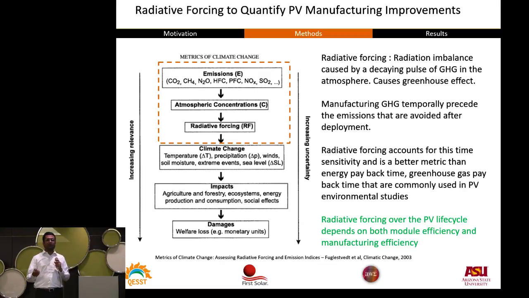So all my calculations will use radiative forcing, and this accounts for the time sensitivity of greenhouse gases in the atmosphere. This is important because manufacturing emissions occur earlier in time, before the emissions that are avoided later in the use phase. So there is a time lag between when manufacturing happens and when the benefits take place. So this metric is useful and is more accurate in capturing this time lag. So that's why I'll keep this metric while quantifying my benefits.